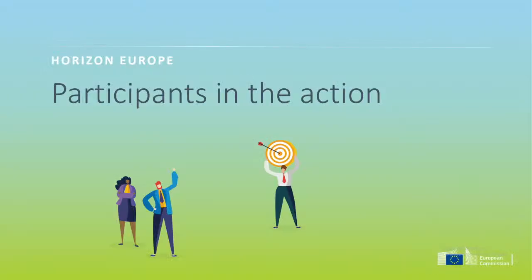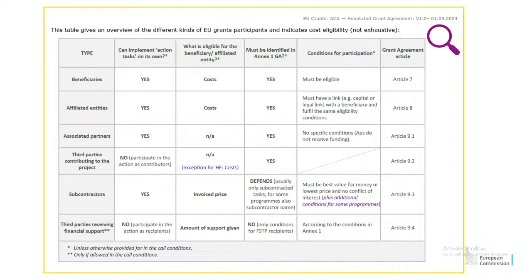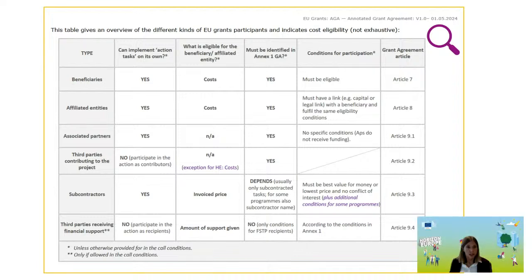Now we continue with the types of participants that can participate in your action. These slides show a table that summarizes the different types of participants that can participate in an action. I will explain them in more detail in a bit in the next slides. But in these slides, you have a summary that shows the difference between them.